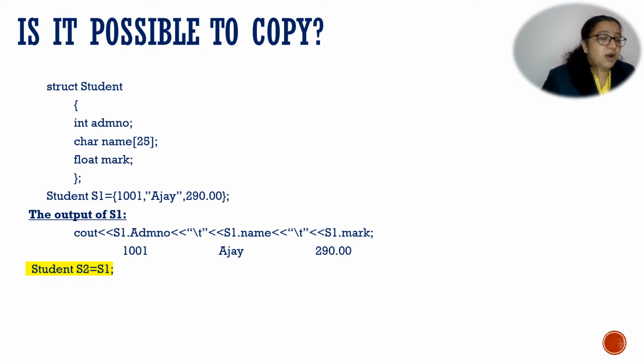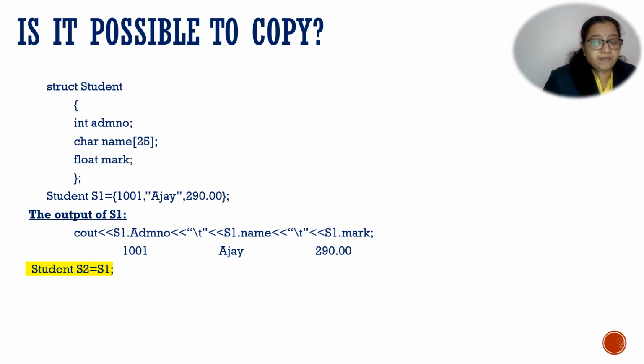Just show the output of S1, means cout S1 dot admission number, backslash t for space, then S1 dot name, backslash t again for space, S1 dot mark. So here we will get 1001, then Ajay, then 290.00. Is this possible or not? Student S2 is equal to S1. S2 is the new variable of type student, and S1 is also of student type. So will S1's value be copied to S2 or not?